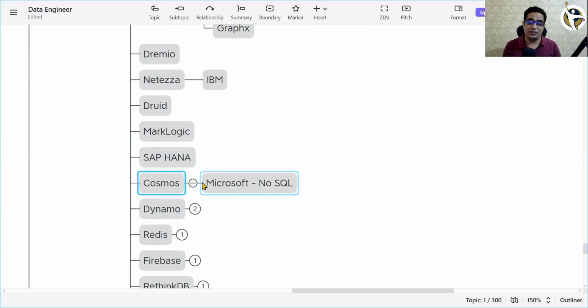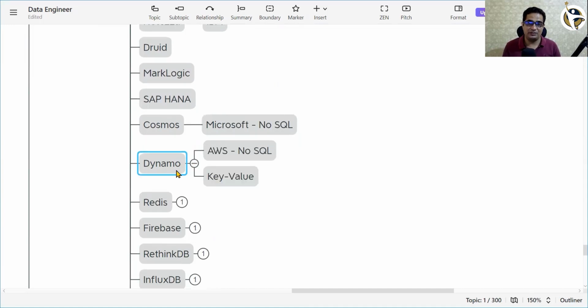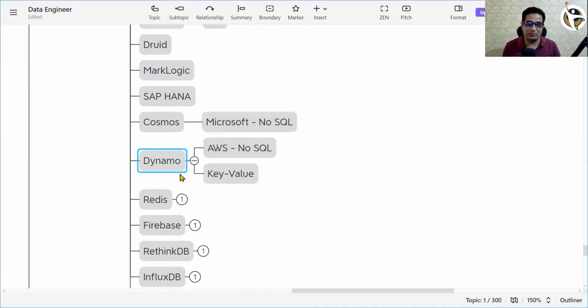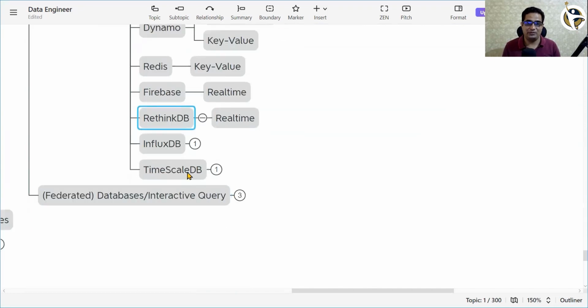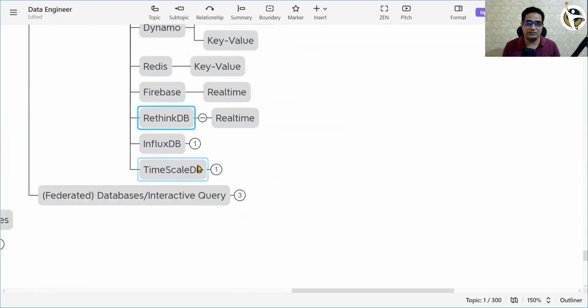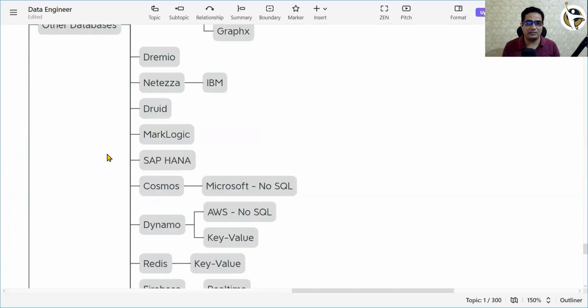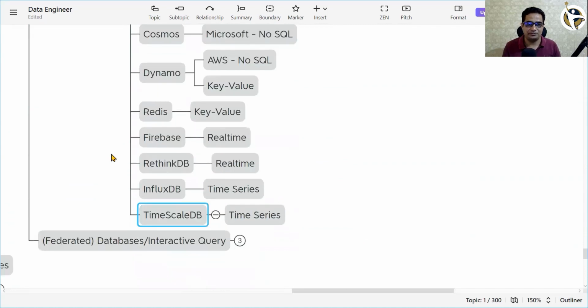Druid, MarkLogic, SAP HANA, again, a very popular component when it comes to the SAP stack. Cosmos DB, when you are working in Microsoft technology, Cosmos DB is a very popular database. DynamoDB is something which is related with the AWS world. Redis, Firebase, RethinkDB. Real-time data processing you can do using Firebase and RethinkDB. For time series kind of databases, you can use TimescaleDB and InfluxDB.